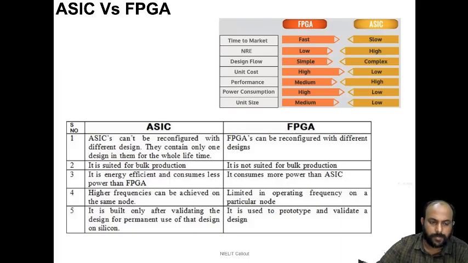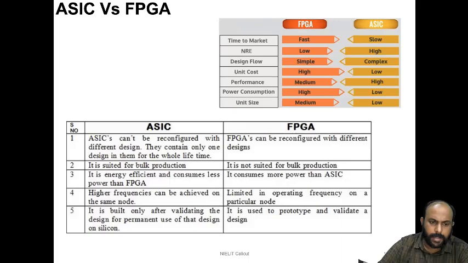The time to market is very fast in the case of FPGA, because the design flow is quite simple, whereas the time to market in the case of ASIC is relatively higher, and the design flow is more complicated because it is more optimized for performance compared to FPGA.